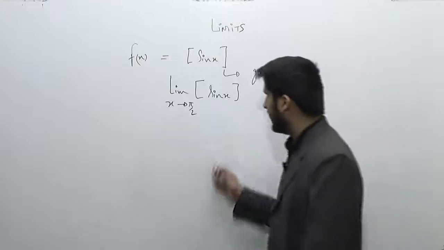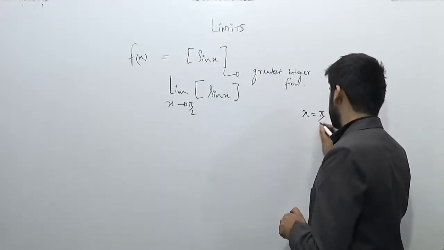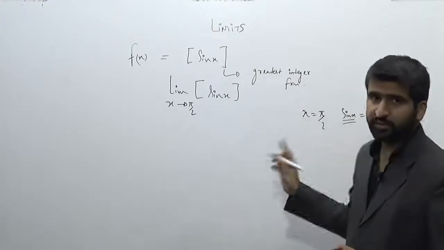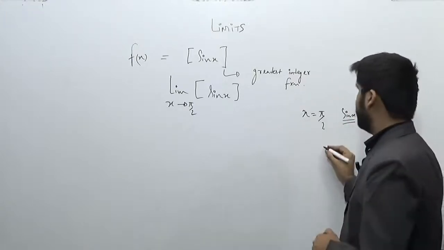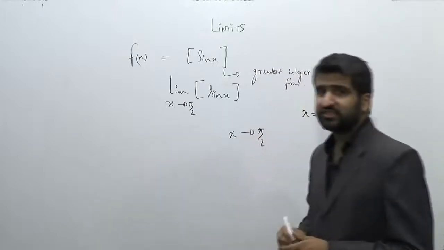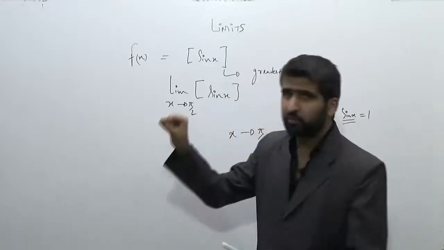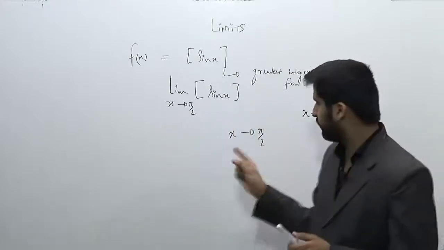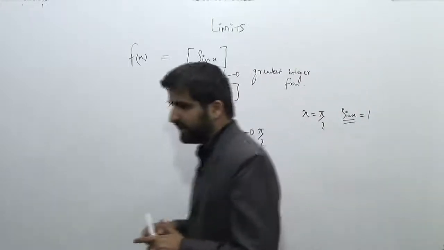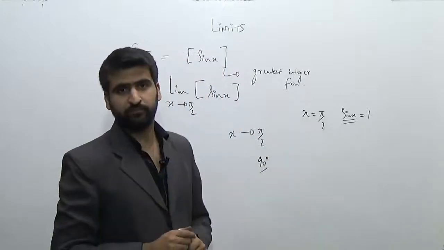Now we know that when x is equal to pi by 2, sin x will become 1. The value of sin x will be equal to 1. But when x approaches pi by 2, what is the meaning of approaches? When it starts moving towards pi by 2 on the x-axis, or when the value of x has a very, very minute difference from pi by 2. Let's say this is 90 degrees. So when the value of x will be 89.99999, what will be the value of this limit?